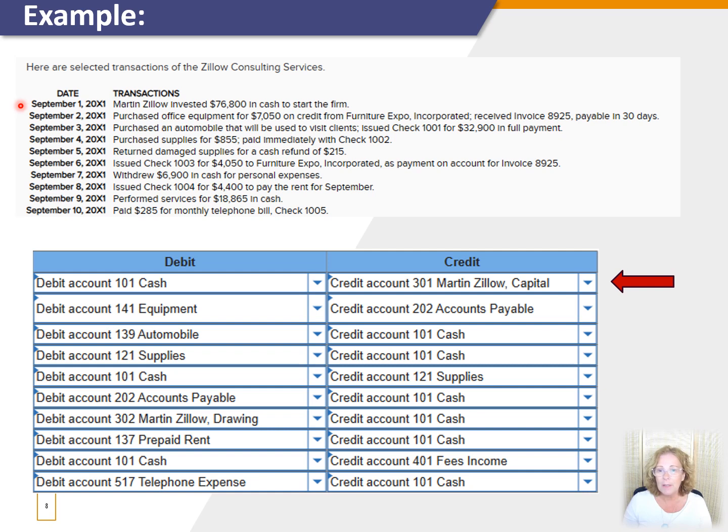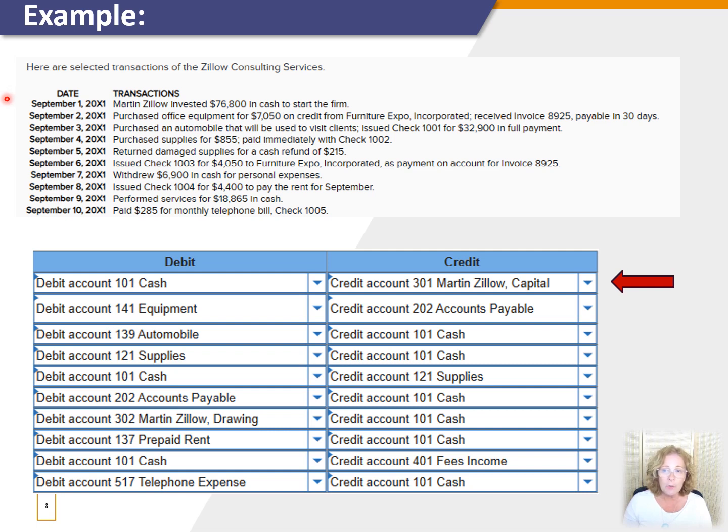Here's an example that is very similar to your homework for Chapter 4. Here we have selected transactions of the Zillow Consulting Services Company. The first transaction is the starting investment of Martin Zillow, who invested $76,800 in cash to start the firm.